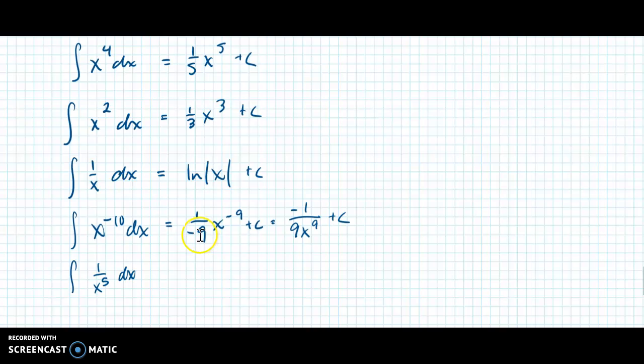And I divide it by negative 9 plus a constant. Then I shuffle things around and write it with a positive exponent, and I get negative 1 over 9 x to the 9th. So, this one.